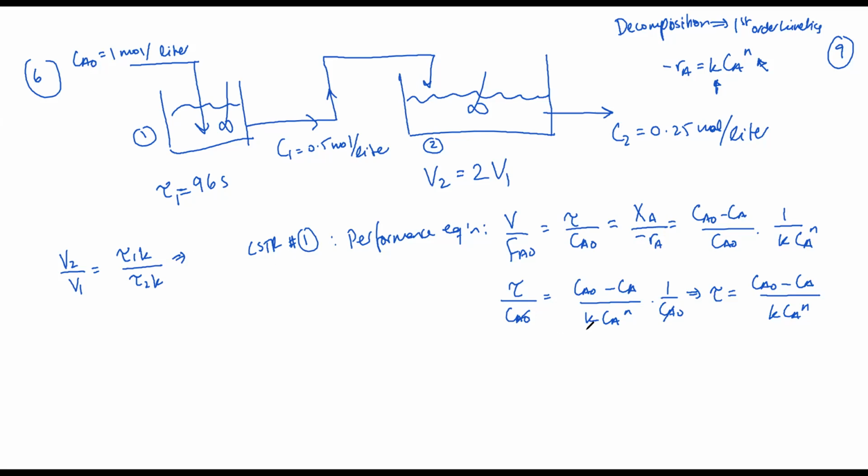Okay, let's rewrite this. For reactor number 1, I'm going to have tau 1 K is equal to (CA naught minus C1) over C1 to the power N, or not K anymore because I moved it to the other side. And for CSTR number 2, I'm going to have tau 2 K is equal to (C1 minus C2) over C2 to the N. Okay, so these are my two equations.